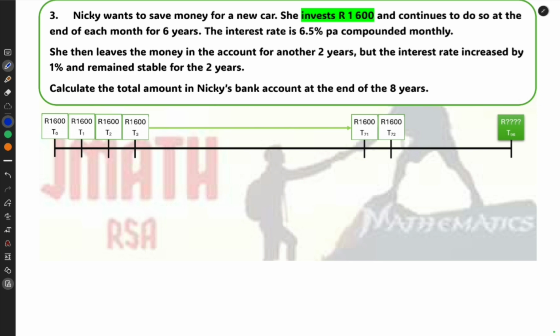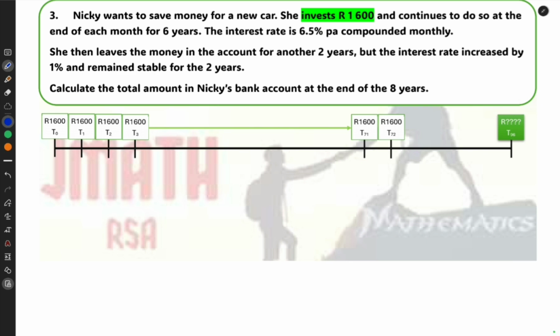Okay, so I'm just going to do a normal future value sum for that part of the question. Then she leaves the money in the account for another 2 years without making any extra payments. But the interest rate increased by 1%, and then it didn't change again. So the interest rate for the second part of this question is 7.5%. Calculate the total amount in Nikki's bank account at the end of 8 years.